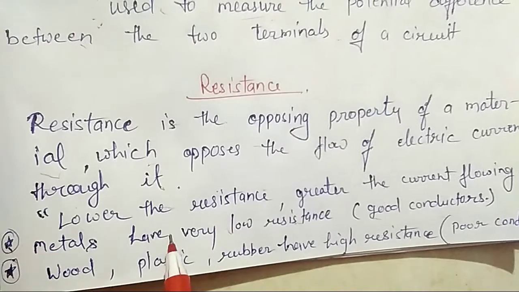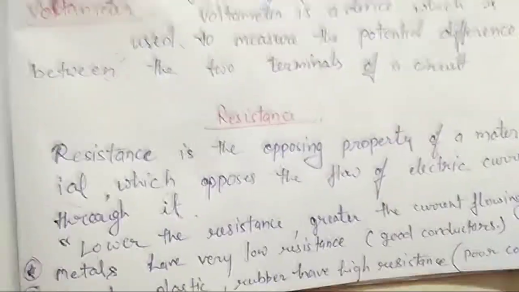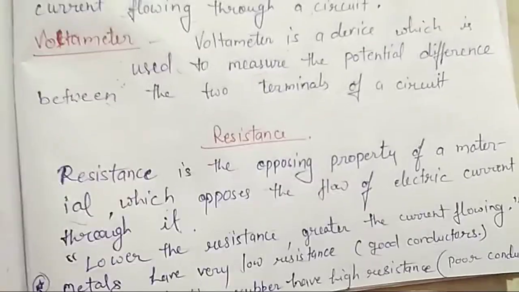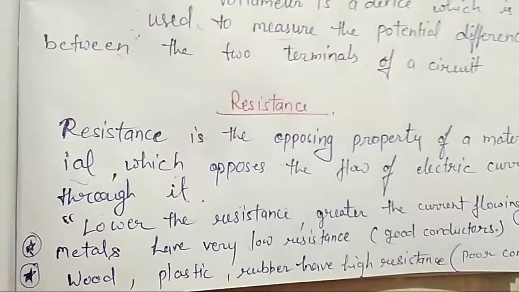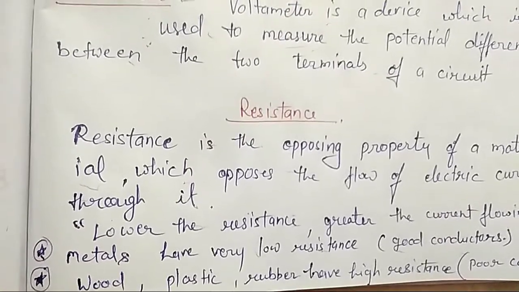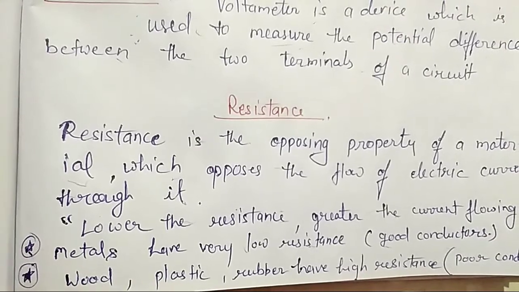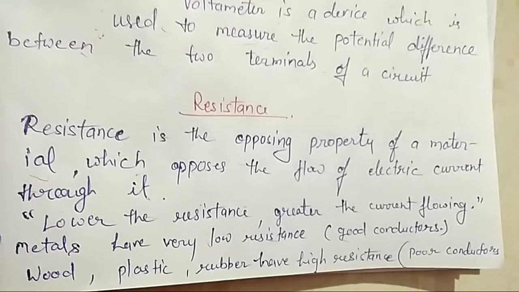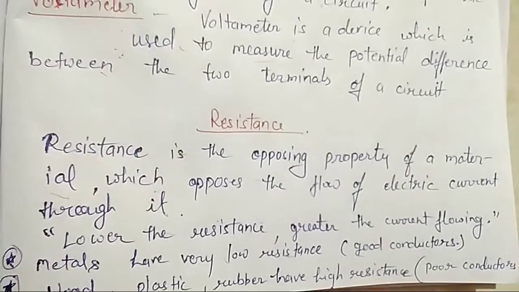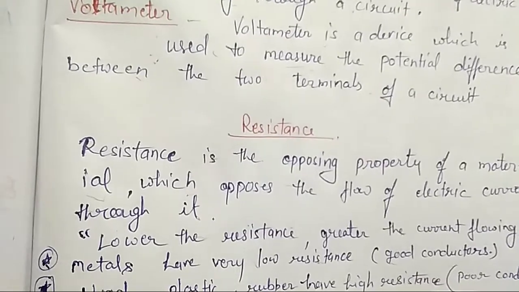Metals oppose the path of the flowing current very little. And next are wood, plastic, and rubber. They have high resistance. That's why they are poor conductors, meaning they oppose the path very much.